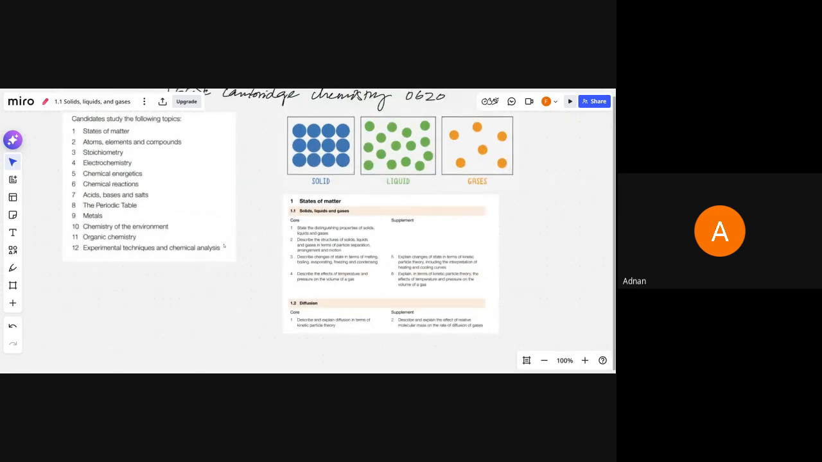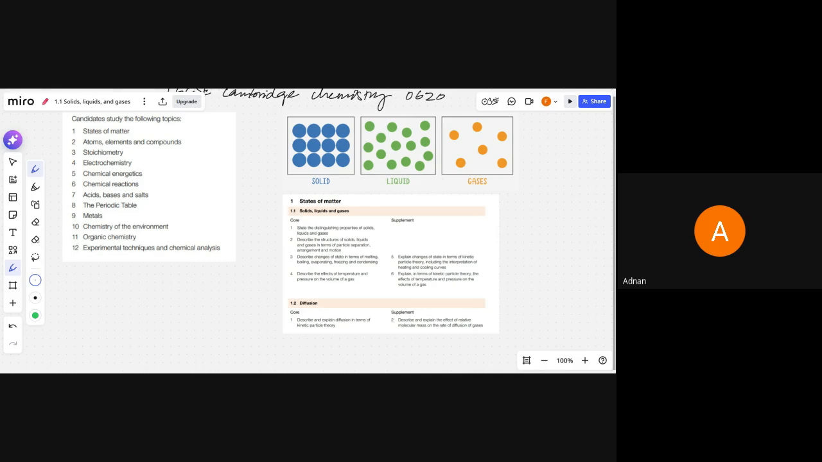Okay, so the first topic states: state the distinguishing properties of solids, liquids, and gases. As we already know, there are three states of matter which are called solid, liquid, and gas. For solids, particles are closely packed and they have a fixed arrangement. They cannot be compressed. For liquids, particles are close together, but they have a random arrangement and they can slide over each other. For gases, particles are spread apart and they have a random arrangement. And if you observe your surroundings, we can easily identify these three states of matter, right?